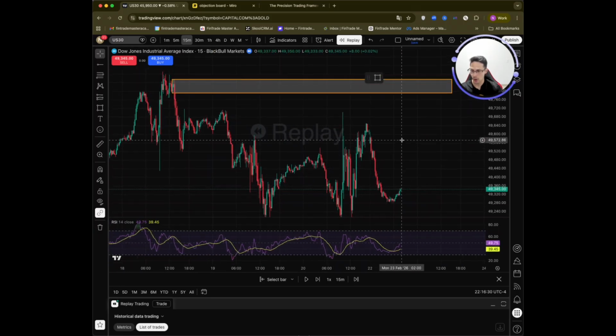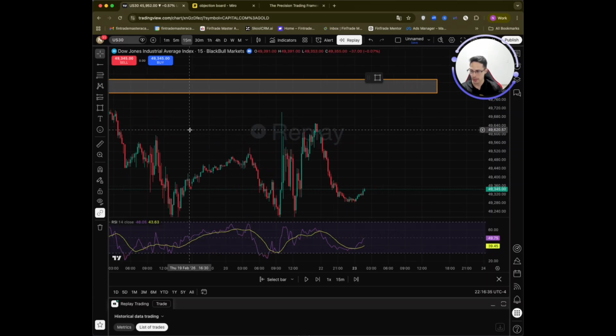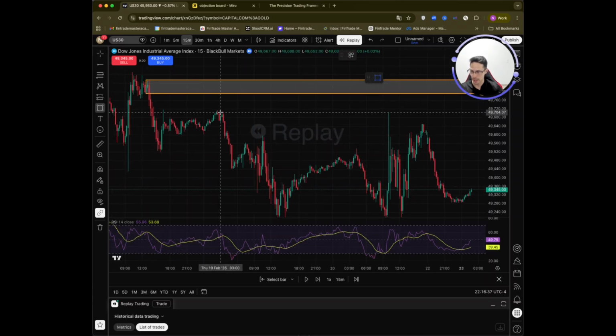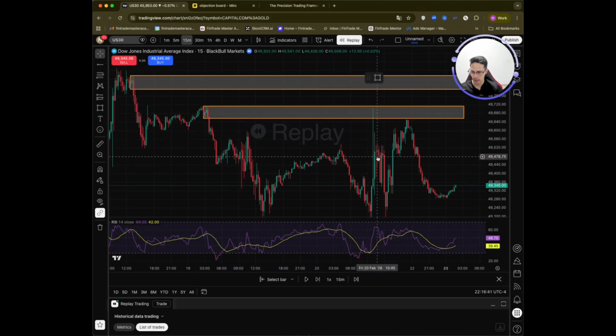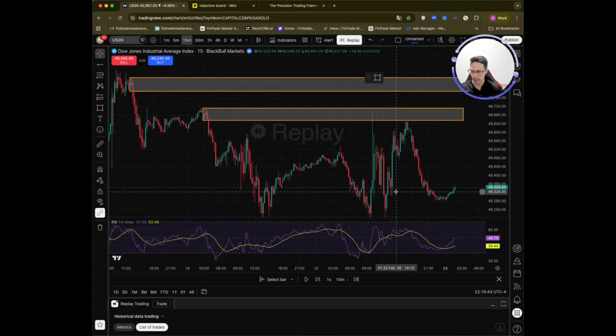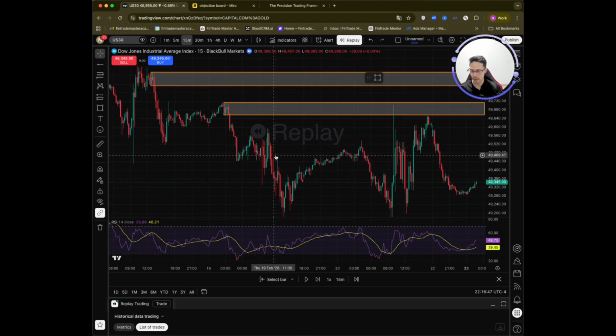Now, does this go all the way up? No idea, right? I don't know if this goes all the way up. But we also see another supply zone right here. Literally, it taps into that and rejects and comes all the way down, right? So this is where we can start identifying our supply and demand zones.